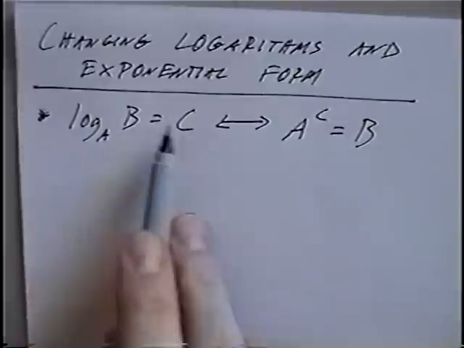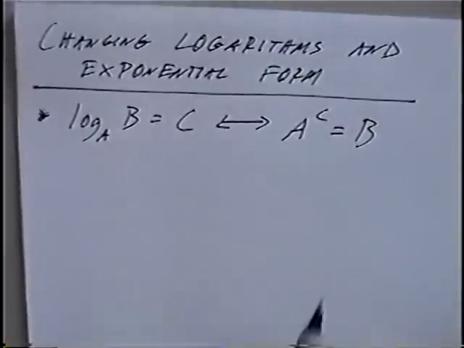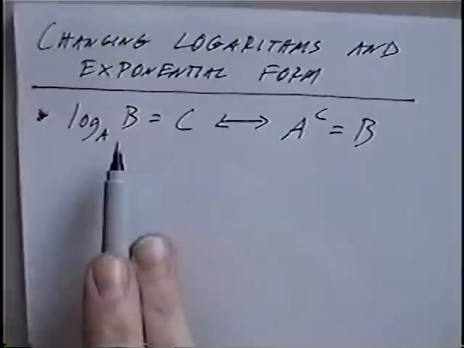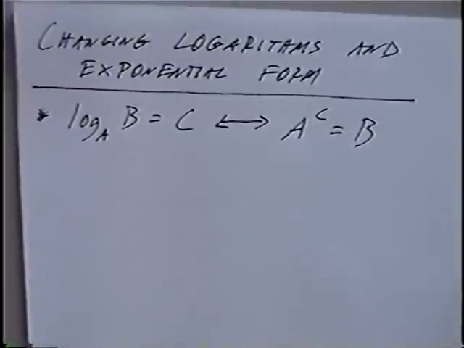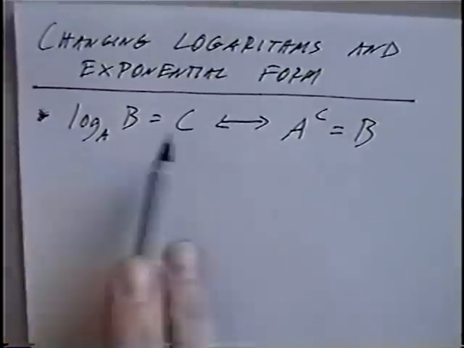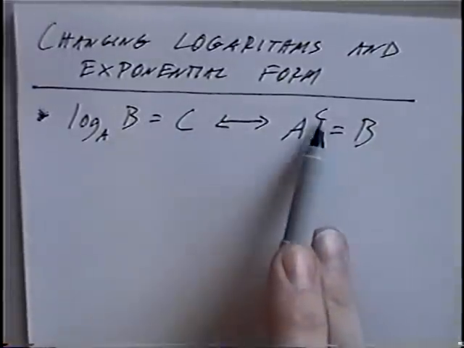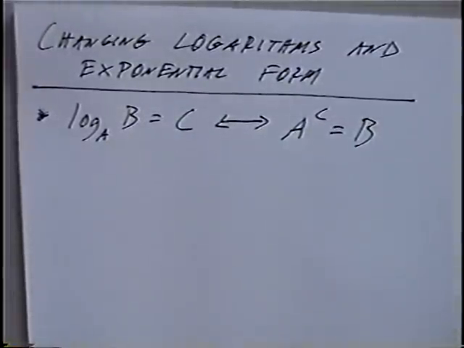If you have three numbers in log form, you can match up the letters and switch it to exponential form, and vice versa, you can go from exponential form into log form. The only thing that changes is the log is not represented in the exponential form, and also B and C switch sides of the equations.